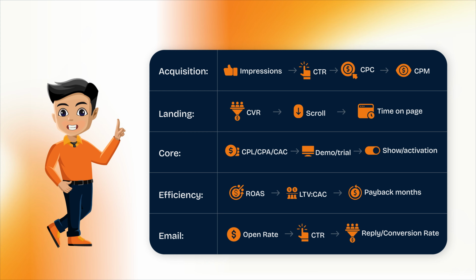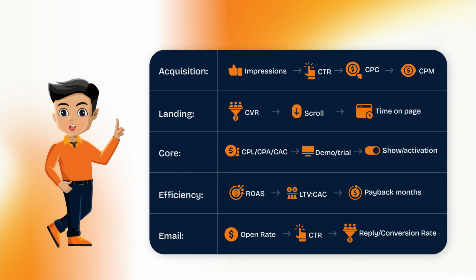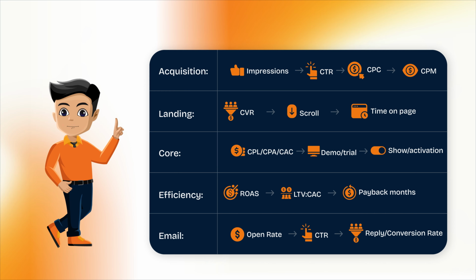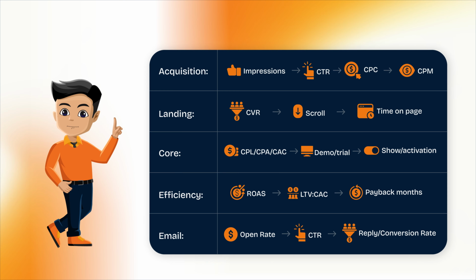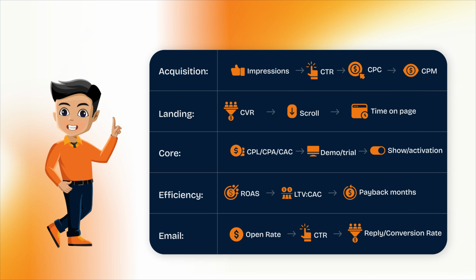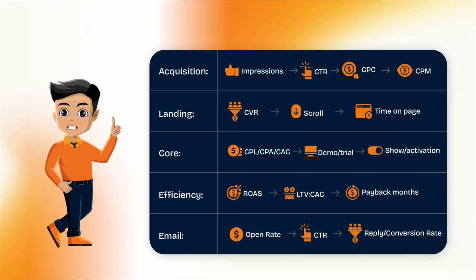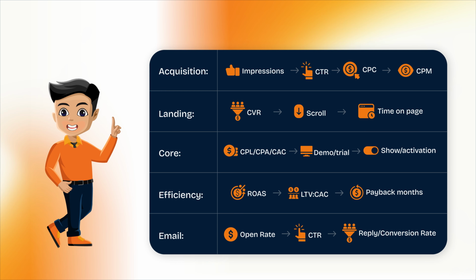Efficiency: ROAS for DTC, LTV:CAC, payback months, scale permission. Email: delivered to click rate, reply rate on objection email, time to first action, nurture quality.